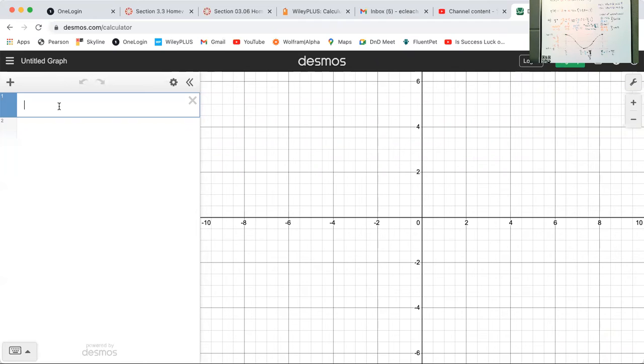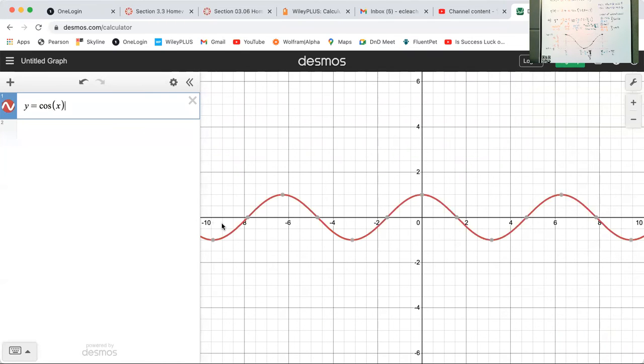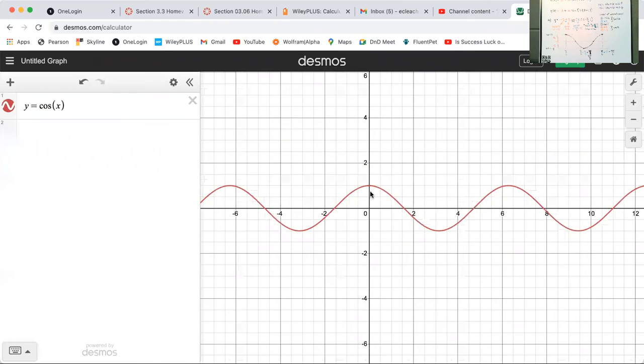Now let's take a look at a basic graph of y equals cosine of x. Here's where we start at the top, 0, 1, hit the middle at a quarter period, bottom at a half period, middle going up at 3/4 period, and back to the top at 1 full period.